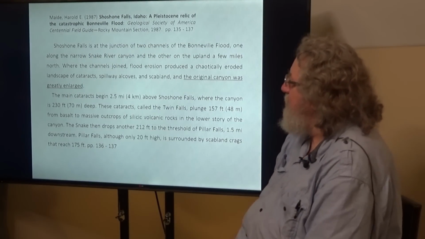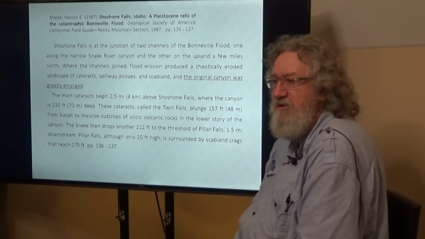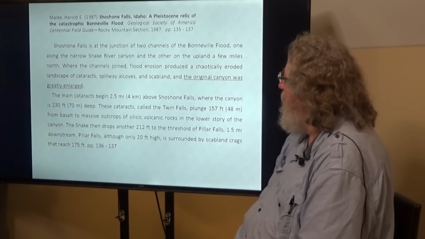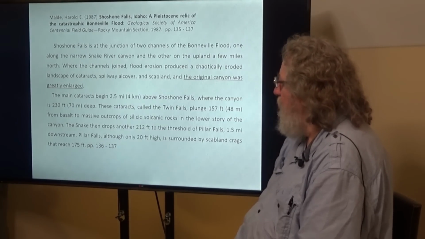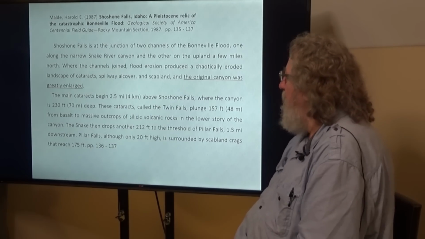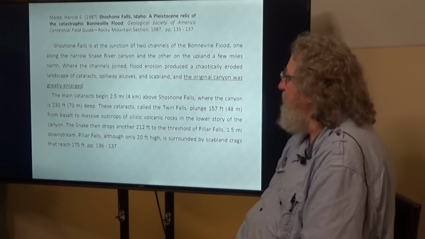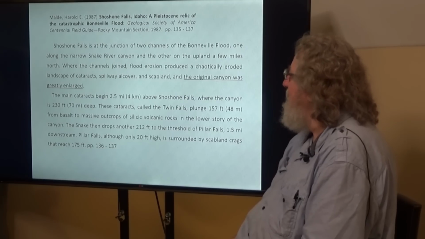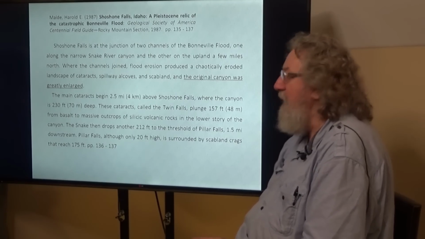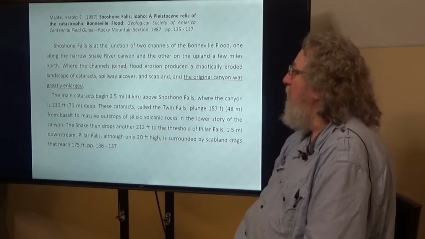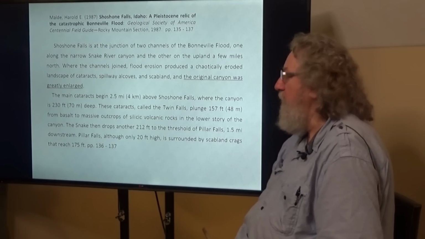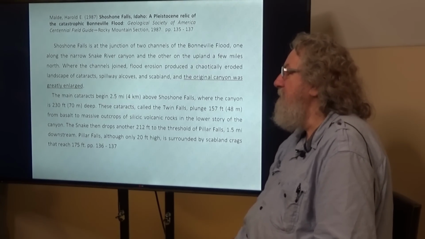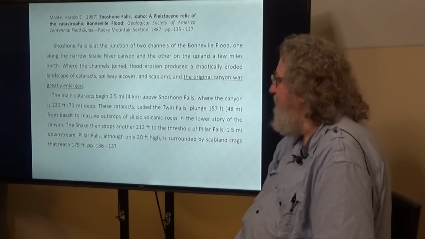So as it says here, Shoshone Falls is at the junction of two channels of the Bonneville flood, one along the narrow Snake River Canyon and the other on the upland a few miles north. Where the channels joined, flood erosion produced a chaotically eroded landscape of cataracts, spillway alcoves, and scablands, and the original canyon was greatly enlarged. Now this is Malde's 1987 paper, where he's assuming that the scale of the canyon was dramatically enlarged by the flood.